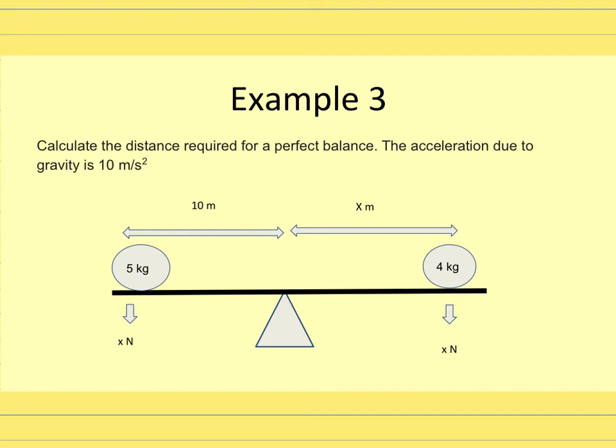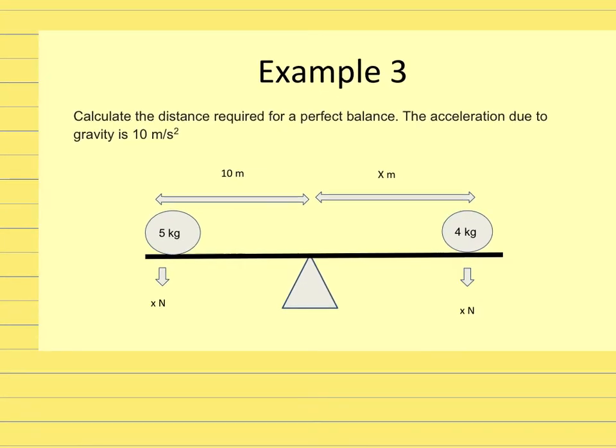The next one, so that was that last one. Example 3 now. Oof, or maybe not actually, because now we are 5 kilograms. Unknown newtons, 4 kilograms. Unknown distance there. So what are we going to do here? So this one I've worked out beforehand because there's a couple of steps. The first thing we need to do is to read the question. Calculate the distance required for a perfect balance.